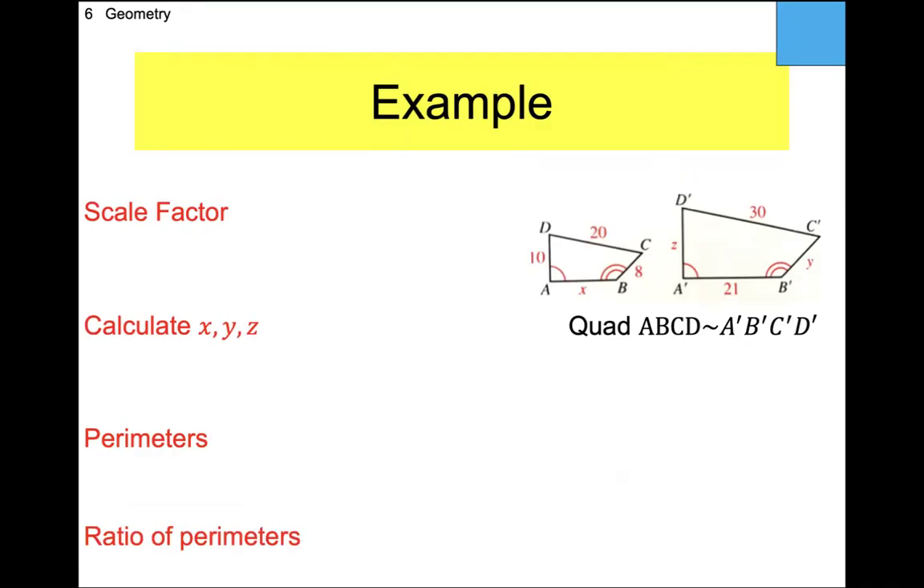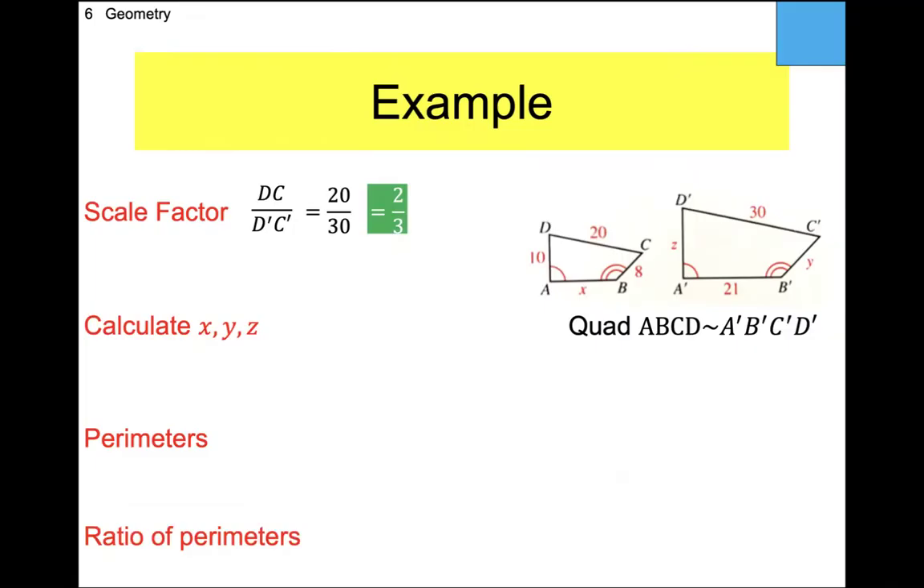Okay. So the scale factor, we just need to pick 2 sides that have values. I can't pick sides that have an X, Y, and a Z. I need to pick 2 sides, corresponding sides, that have numbers. And if you notice, if you look all around, let's see, there's only 2 sides that actually have numbers that are corresponding, DC and D prime C prime. So let's see, if I did small to large, that would be 20 over 30, which will reduce to 2/3.